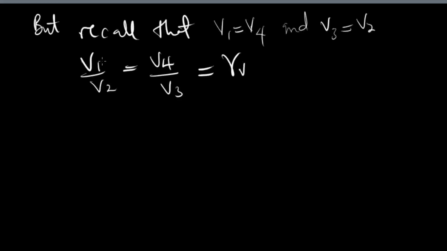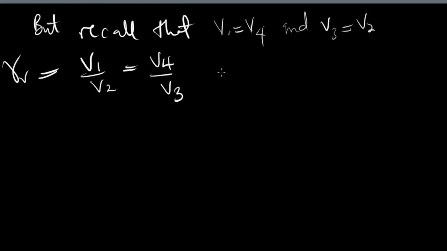Or better still, let me put it here. RV is equal to this. Okay, this is 3. We'll write it very well.